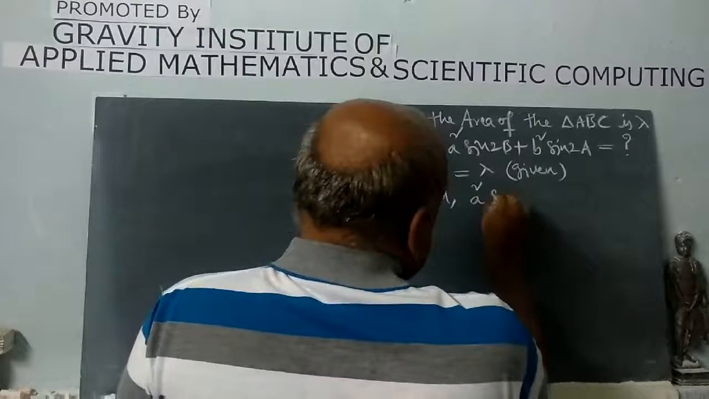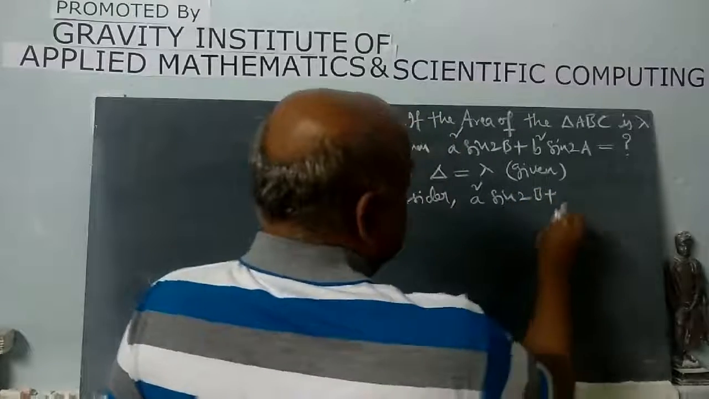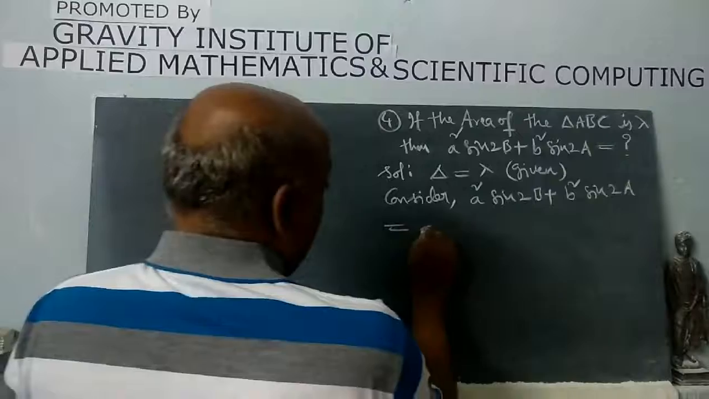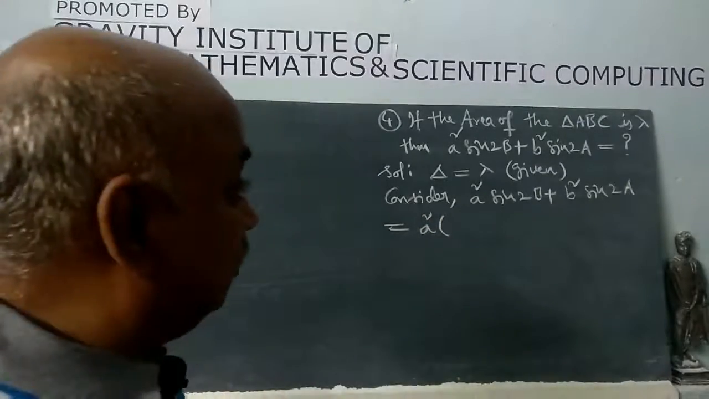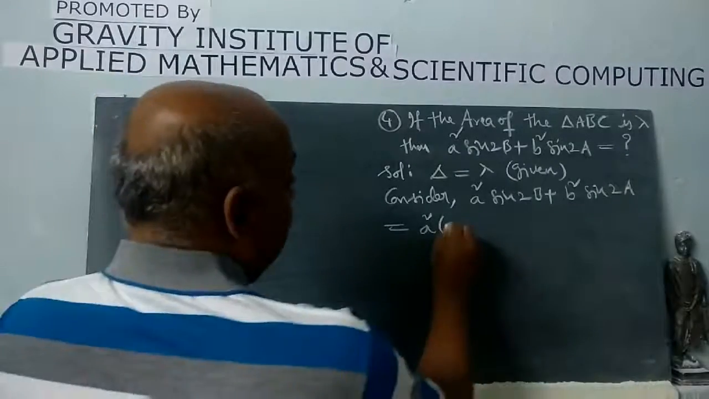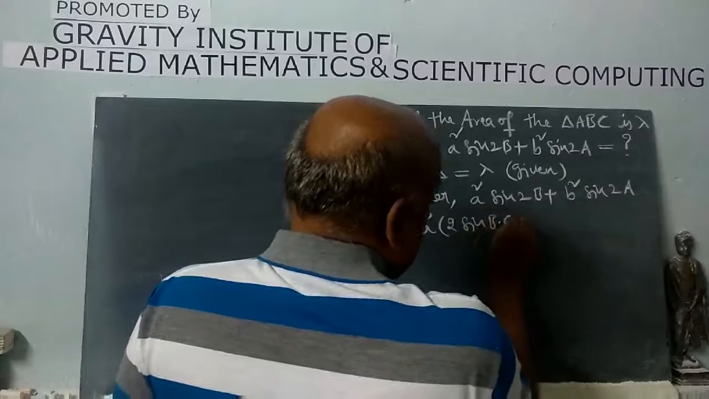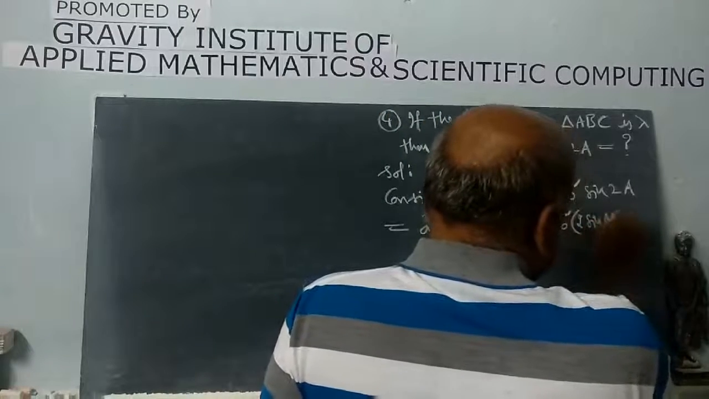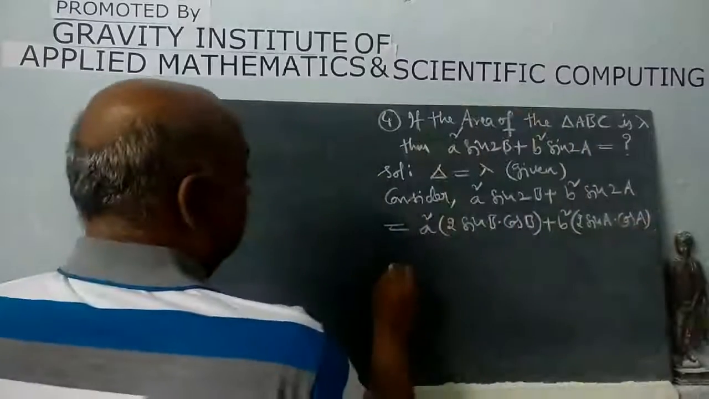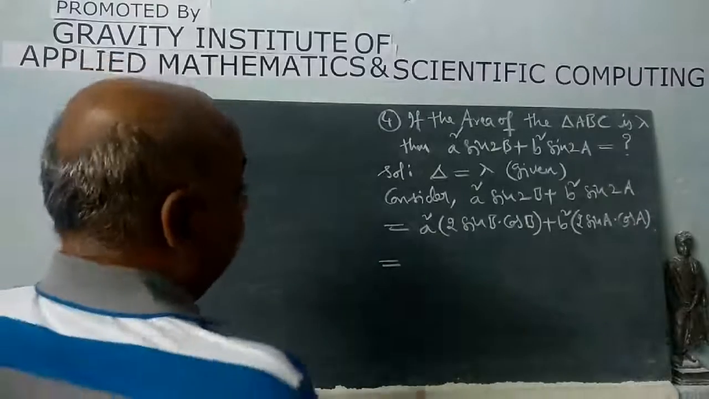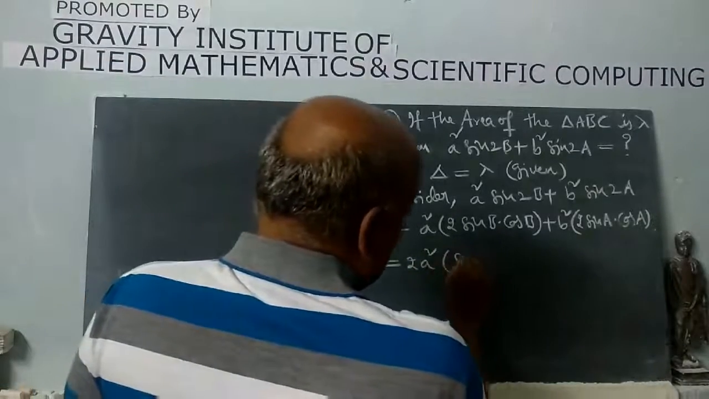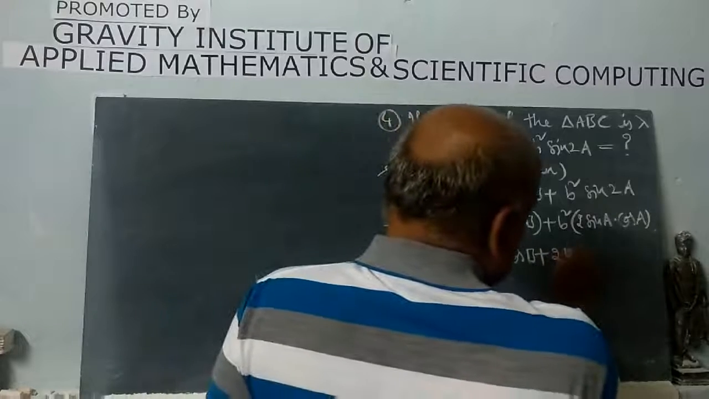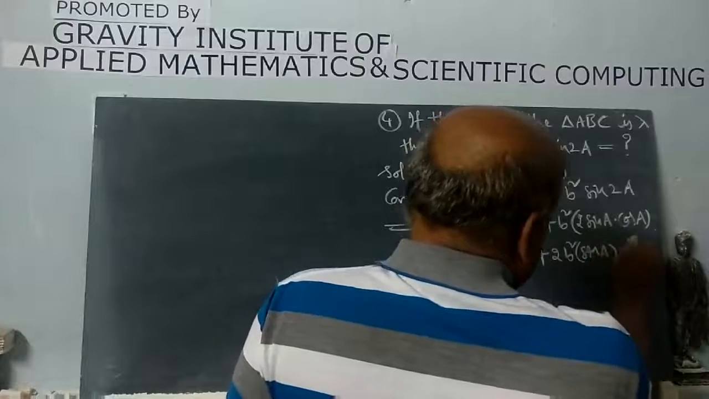Consider a square sin 2B plus b square sin 2A. Since sin 2 theta is equal to 2 sin theta cos theta, sin 2B is 2 sin B cos B, and sin 2A is 2 sin A cos A. So this is equal to 2a square sin B cos B plus 2b square sin A cos A.